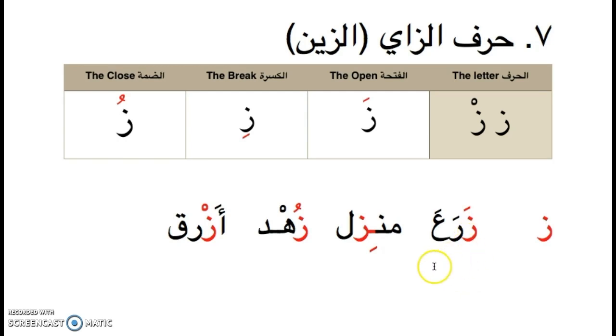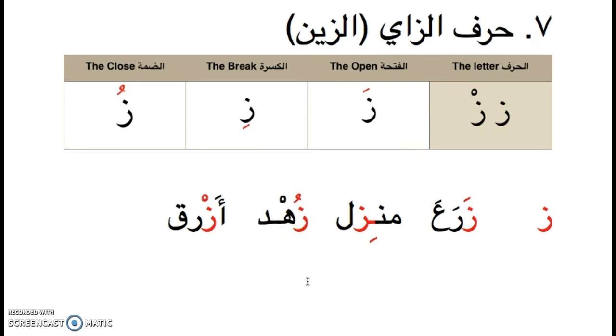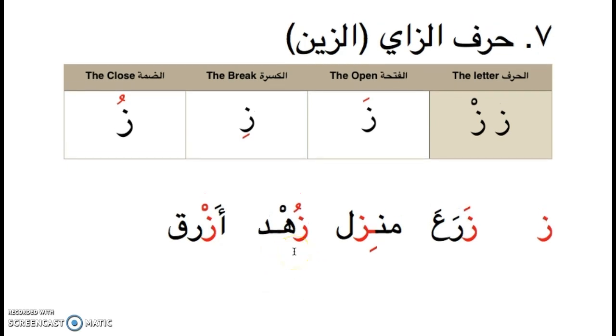Yeah, زرع is planted, the past. منزل is where you live, so it could be like your house. Or it could be where you live. زهد is what the prophets do. They don't spend much, like they don't enjoy life as much as they can.